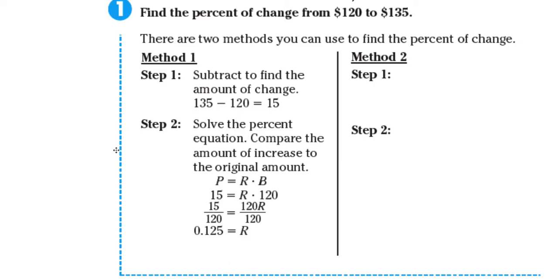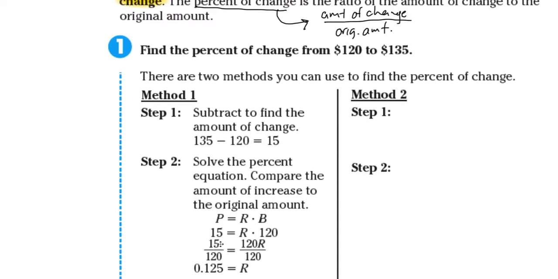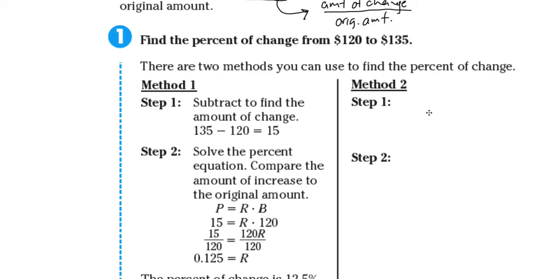0.125. Remember, capital R will represent the percent as a decimal. And then to convert into that percent, simply move it 2 spaces to the right or multiply it by 100. So the percent of change is 12.5%. Okay, and method 2 is what I just mentioned in terms of the amount of change and original amount.